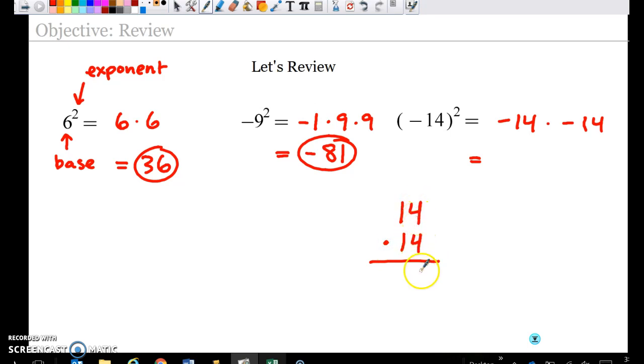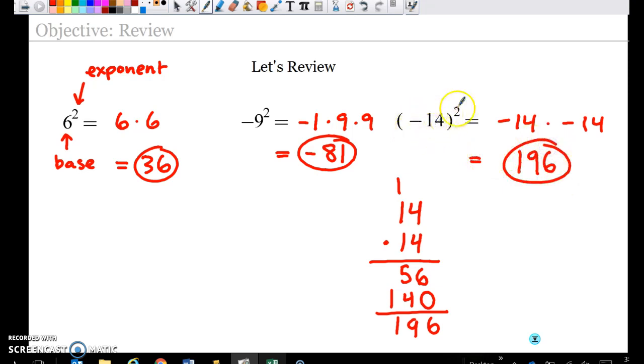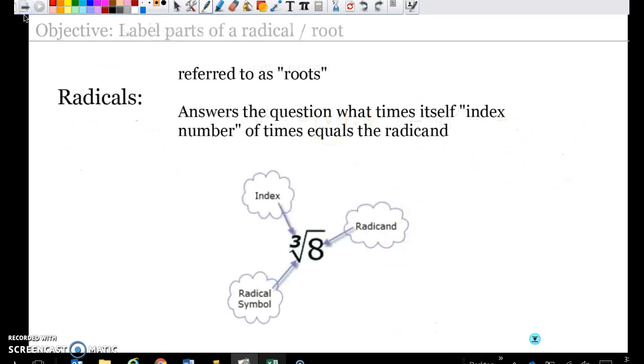So I do 4 times 4. That's 16. Now carry the 1 from the 16. It's actually 10. 4 times 10 is 40, plus the 10 is 50. So I have 56. 10 times 4 is 40. 10 times 10 is 100. So I get 140. Therefore, I have 196. Now, is this going to be positive or negative? Well, it's a negative times negative, so that makes it positive 196. So we say that negative 14 to the second power is 196.